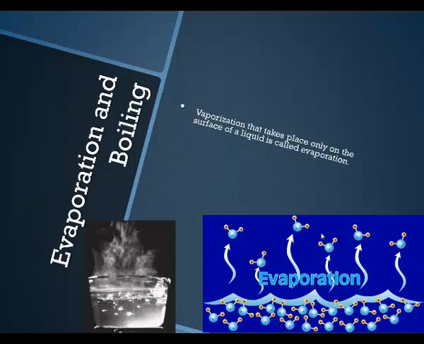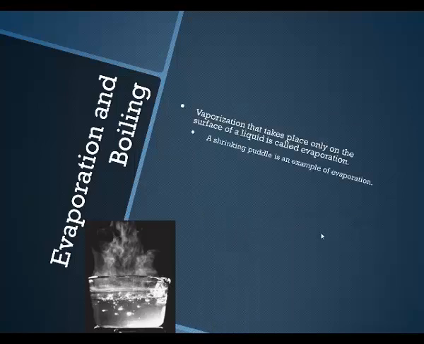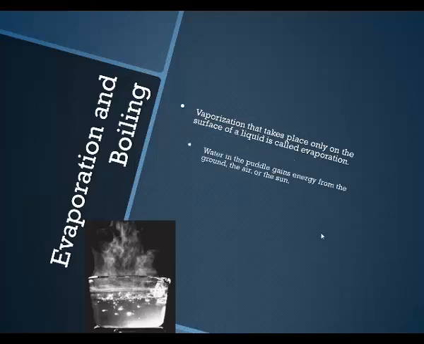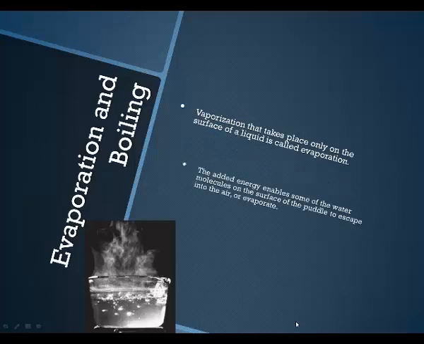Vaporization that takes place only at the surface of a liquid is called evaporation. A shrinking puddle is an example of evaporation. Water in the puddle gains energy from the ground, the air, or the sun. The added energy enables some of the water molecules on the surface of the puddle to escape into the air, or evaporate.